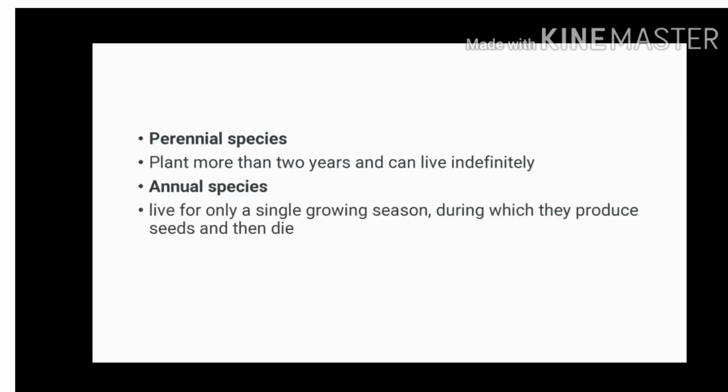Next one is annual species. They live for only a single growing season, during which they produce seeds and then die. Plants which live only a single growing season produce flowers and seeds only in a single season in a year, during which they produce seed and then they die. They are called annual species. Their life is up to 1 year only. After that, the biennial species. Biennial means 2. They live for 2 growing seasons. It means they produce flower and seed in 2 years.